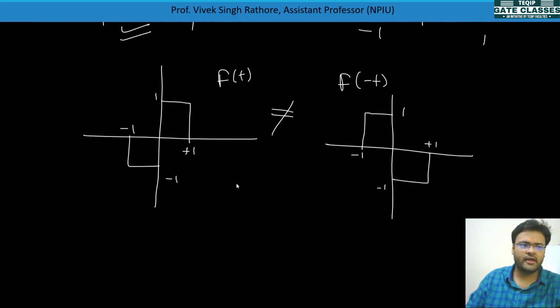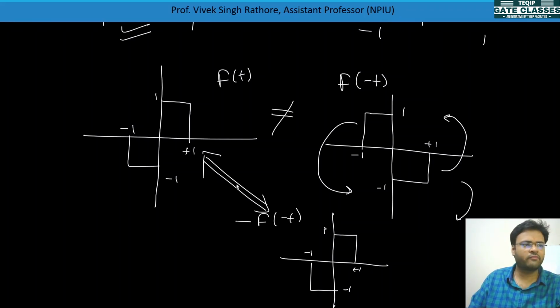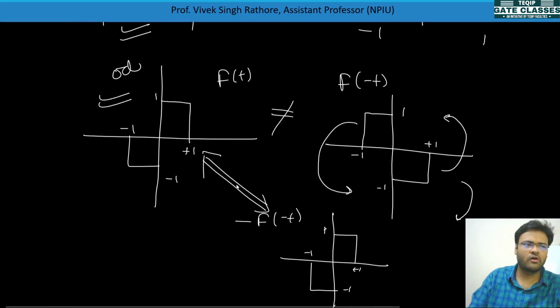So let's try minus f of minus t. Just a magnitude reversal will do it. Magnitude reversal means this will come downward, and this will come upward. So this will be like this, and this will be like this. So this will be +1 only, this is -1 only, and 1, and this is -1. You can see that these both signals, f of t and minus f of minus t, are equal. So definitely you can say that this is an odd signal.